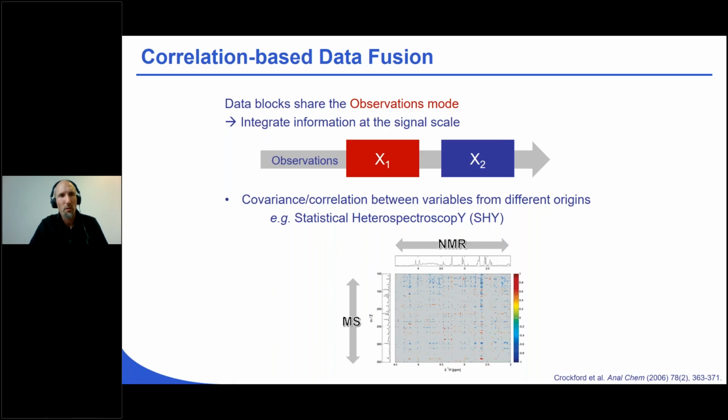Maybe the first step we can take to try to link mass spectrometry data with NMR is to work with correlations. This was developed quite a long time ago now, and it was called statistical heterospectroscopy, with the acronym SHY. Under this exotic name, the method is actually a simple correlation analysis of all the values you can get with a mass spec data set and the chemical shifts you get with NMR.